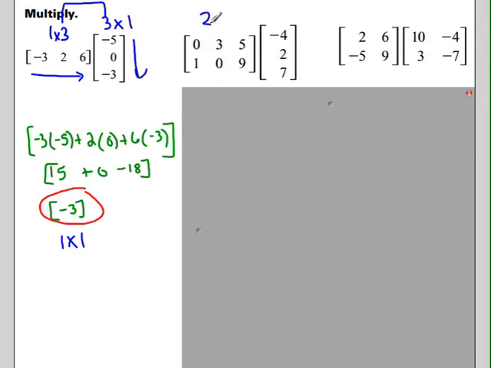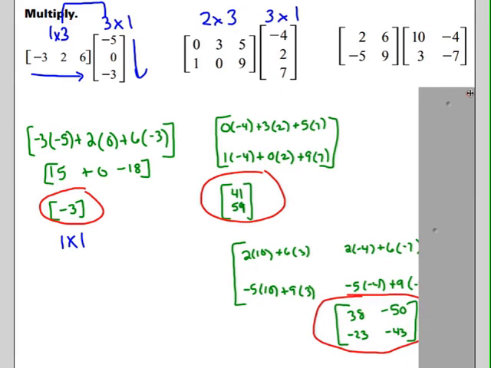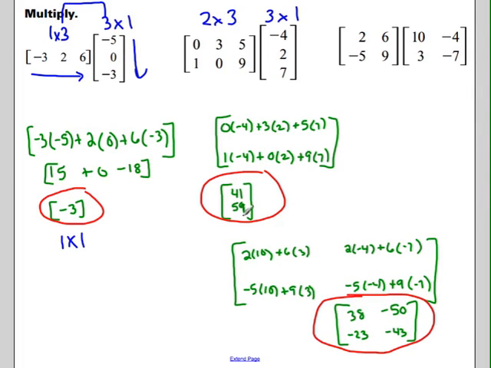So the outside dimensions give us the width and the length, I guess, of our other matrix. Here we have a 2 by 3 matrix and a 3 by 1 matrix, so our resulting matrix should have 2 rows and 1 column. When I reveal this, sure enough, we do have a 2 by 1 matrix down here, and that looks pretty good. So we take 0 times -4, 3 times 2, 5 times 7. We add those together, we get 41. We take 1 times -4, 0 times 2, and 9 times 7. That should give us 59.